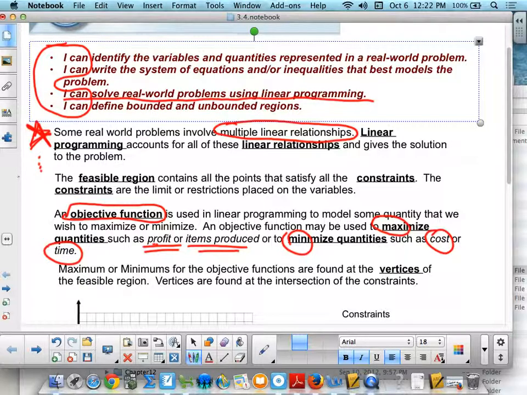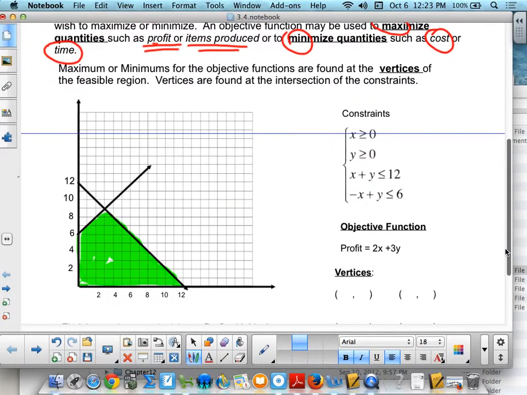Okay, maximums and minimums for the objective function are found at the vertices of the feasible region. You can probably see it down there on your notes. The vertices are found at the intersection of the constraints. Okay, now all that stuff I just read to you, let me just paraphrase now, okay?